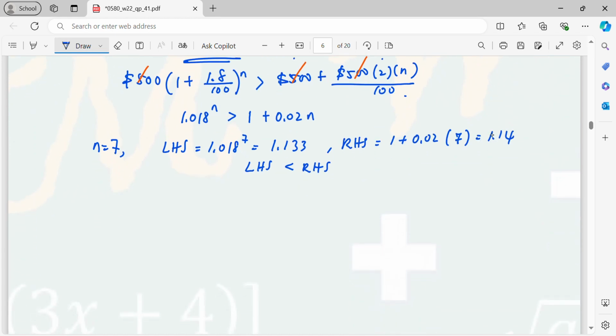Okay, so now because we need the left hand side to be greater than the right side, I continue with 8. So left hand side, it will be 1.018 to the power of 8. This is 1.174, and then the right hand side is going to be 1 plus 0.02, or no, I calculate 9. Okay, I skip. This is n equals 9.